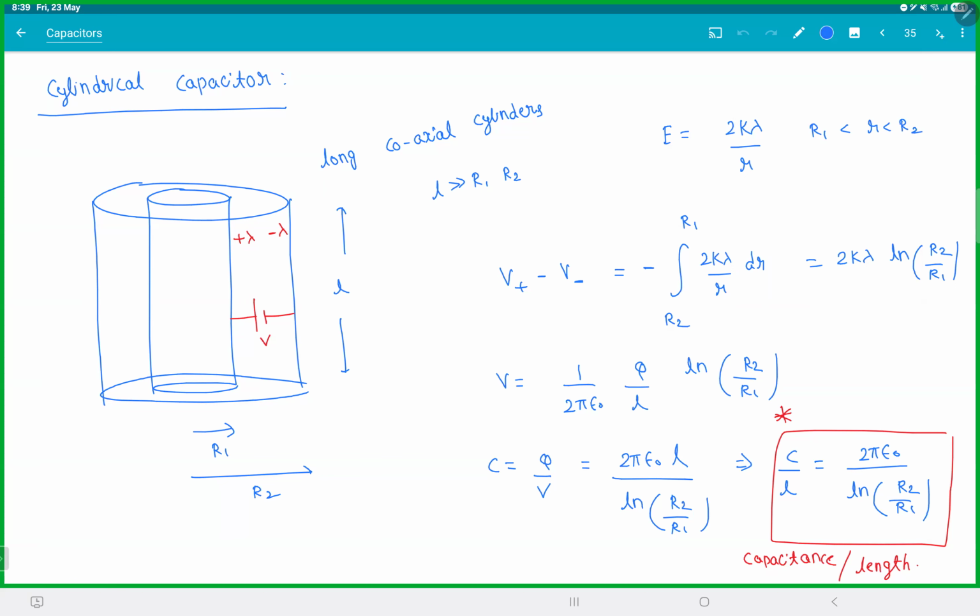Next one. The next thing, the important one, combination of capacitors.